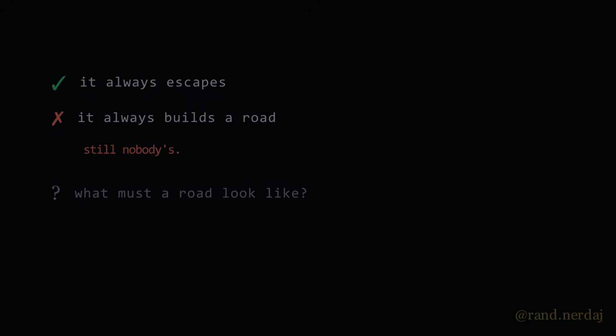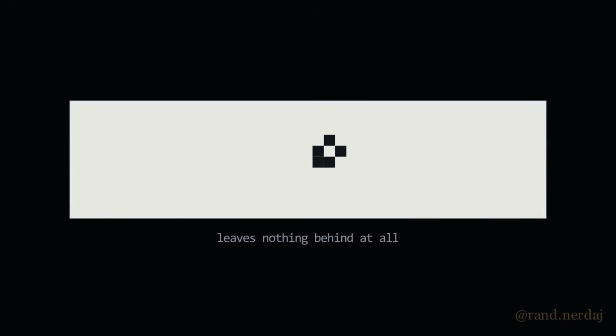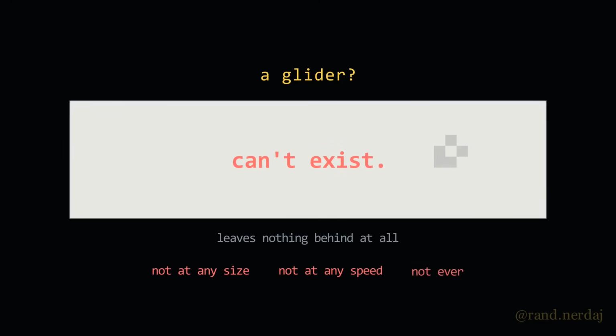Here's the first piece. Every road we've ever seen drags a trail behind it, dumping black squares forever as it goes. But does it have to? Could there be a cleaner one? Some pattern that just slides along, leaving nothing at all? Basically a glider? Well, I was able to prove that can't happen. Not at any size, not at any speed, not ever. Every road this ant can build is forced to litter, and the amount it litters is always almost well for.